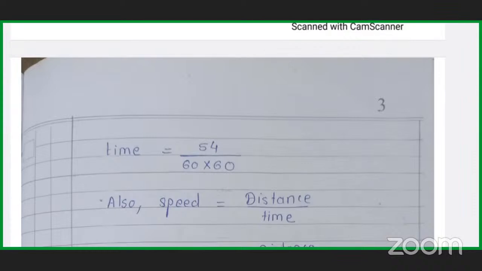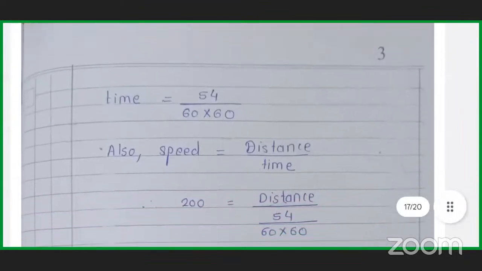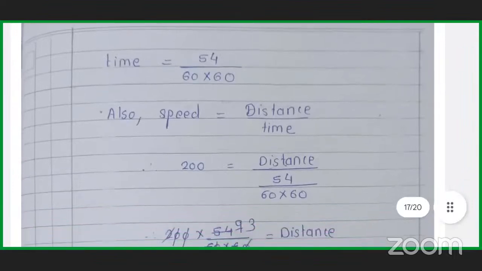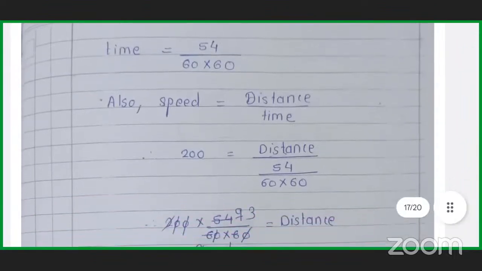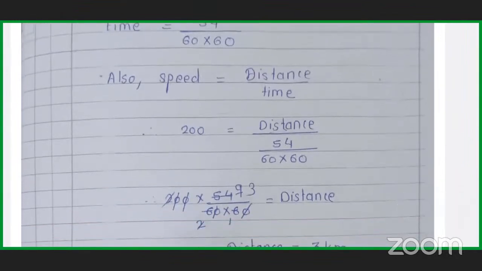So we know the formula for speed: speed is equal to distance upon time. We have speed and time, so we can easily find the distance. Speed is nothing but 200 km/h. Distance upon time is replaced by 54 divided by 60 into 60. We just have to shift it to the other side. So 200 multiplied by 54 upon 60 into 60.